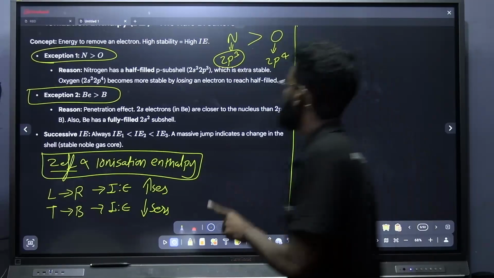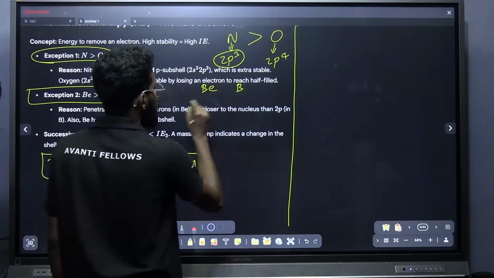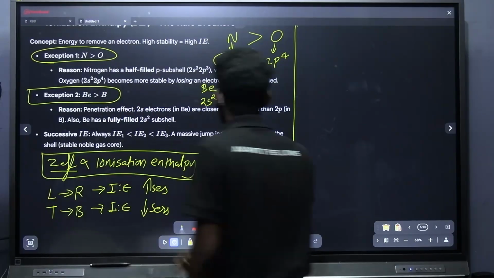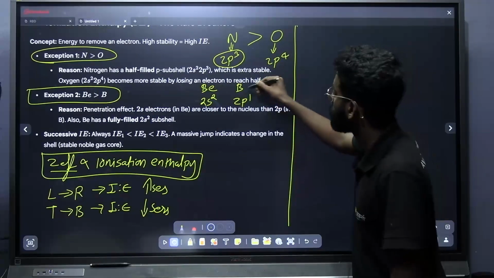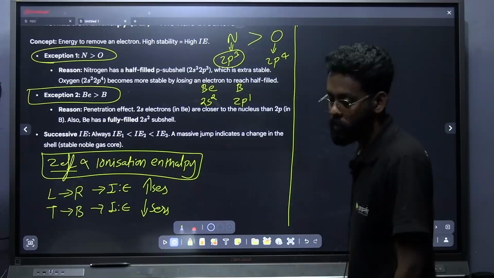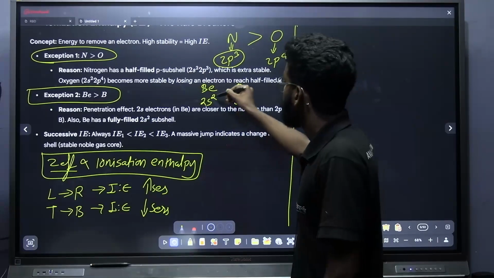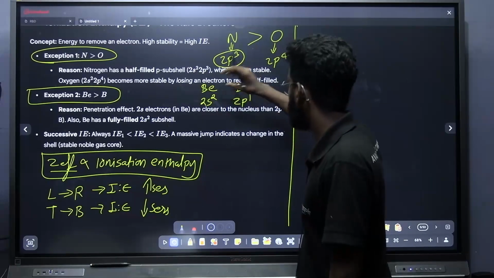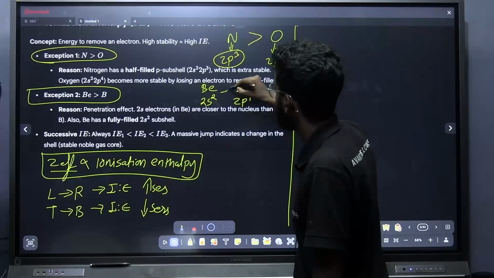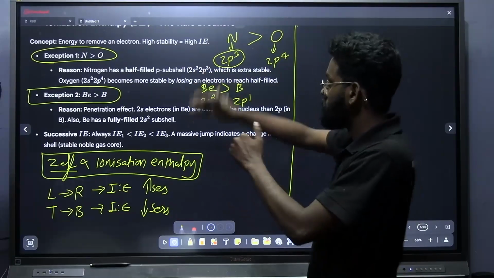Now the same thing you can see in the case of beryllium and boron. Beryllium is 2s2, boron is 2p1. Here you can see removing an electron from boron is very easy because after removing it will attain a stable configuration. But in beryllium the electrons are already in a stable state. Removing an electron from this stable state is difficult. So that is why beryllium will have a higher ionization enthalpy than boron. Now these are the 2 important exceptions.